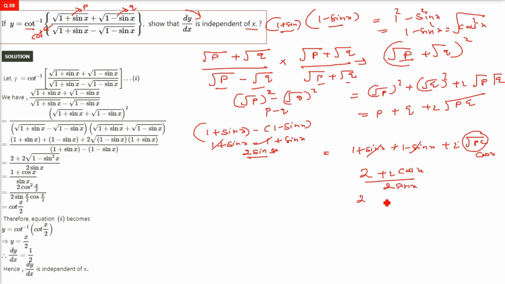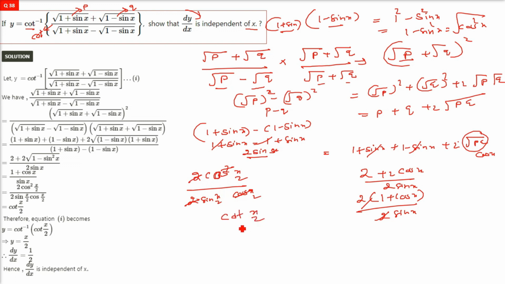Now 2 you can take out, 1 plus cos x, and denominator you have 2 sin x. 2 gets cancelled. 1 plus cos x is 2 cos square, whatever theta is there, it will be theta by 2. So it will be 2 cos square x by 2. And sin 2 theta is 2 sin theta cos theta. So here it is 2 sin x by 2 cos x by 2. Cos cancel, 2 cancel. It will be cos x by 2 by sin x by 2, which is equal to cot x by 2.